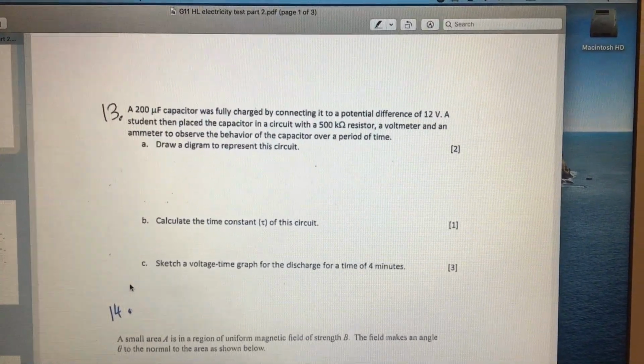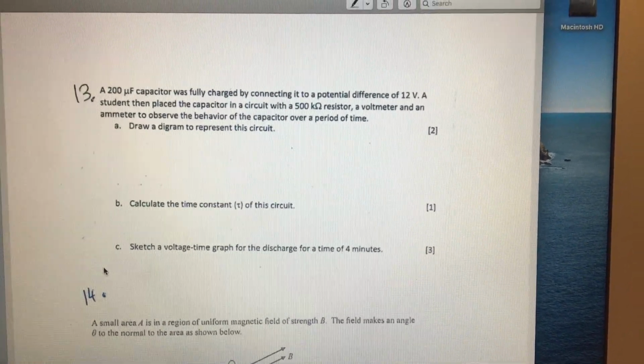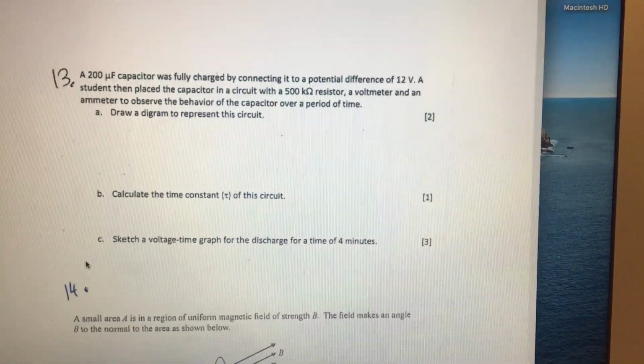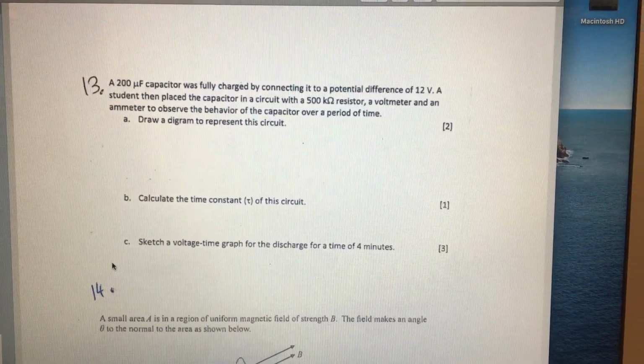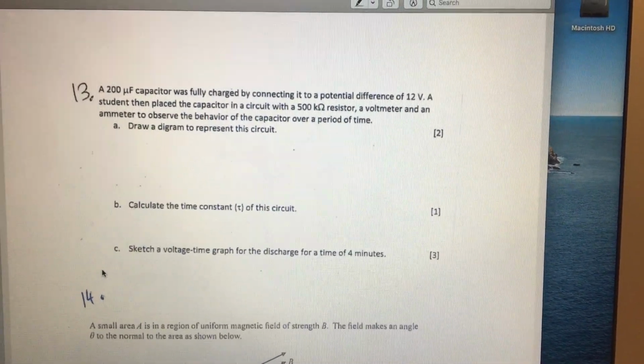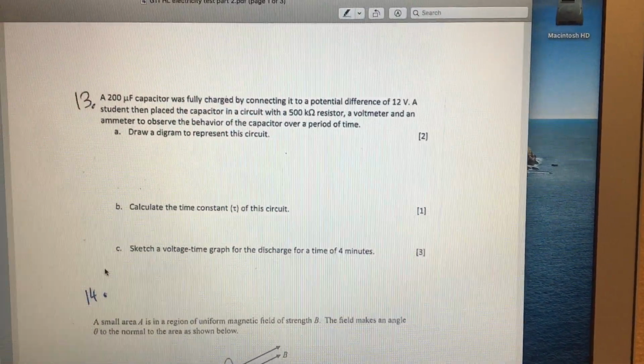Okay, this is part 2 of the solutions to your test. Starting at question 13, here we have the question. You have to draw a circuit diagram, calculate the time constant, and then sketch a VT graph for the discharge over a time of 4 minutes.